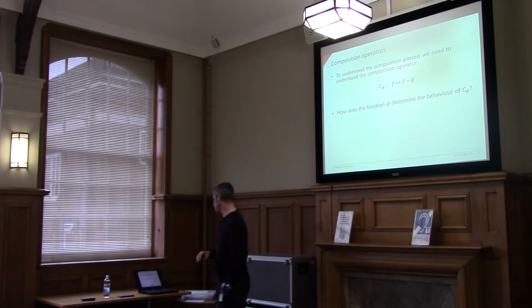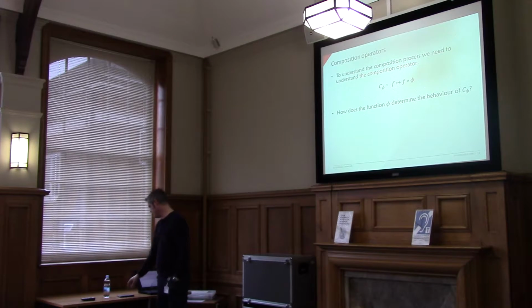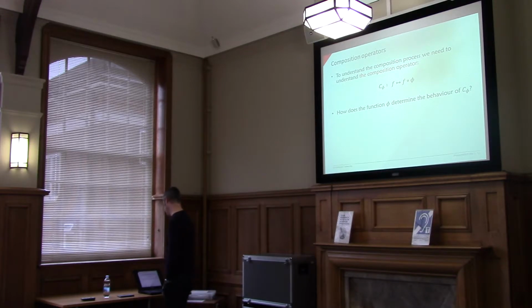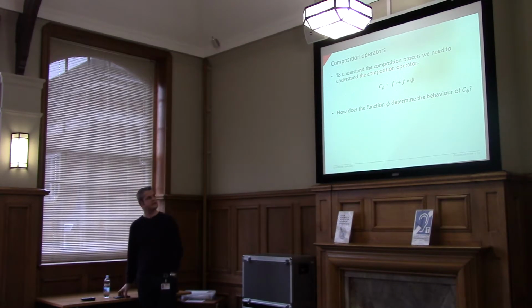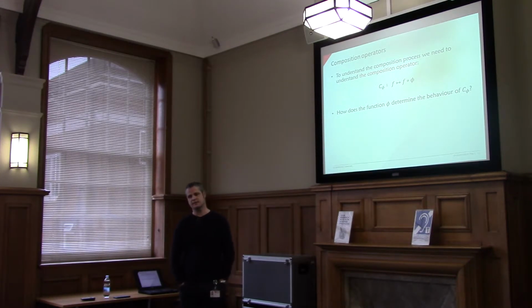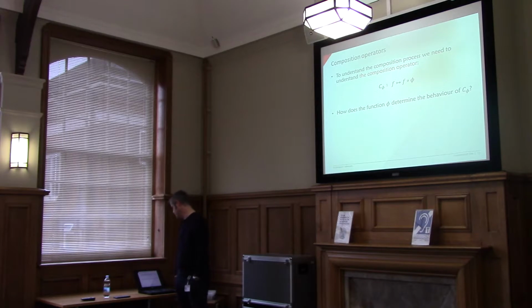Right. So we define this thing, the composition operator, C_phi. C_phi is a linear operator that maps a function f to the function f of phi. So you think of that as a function itself, mapping a set of functions to another set of functions. And the big question is, how does the function phi determine the behavior of the operator? That's the central question in the study of composition operators.